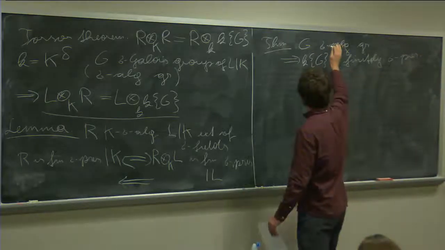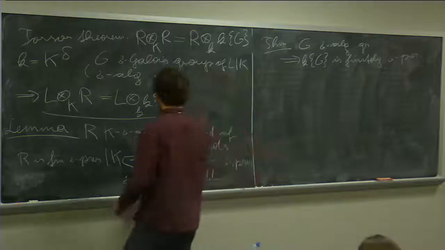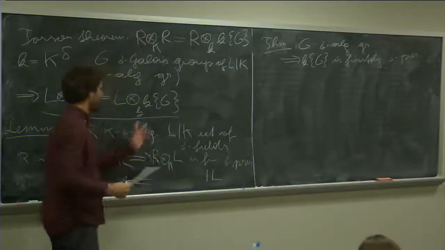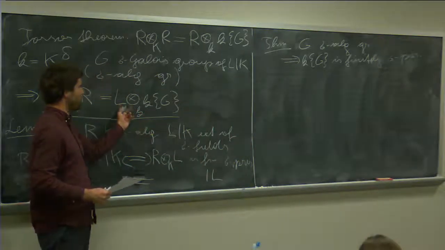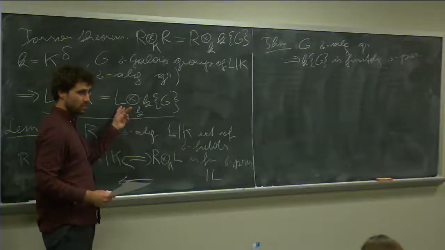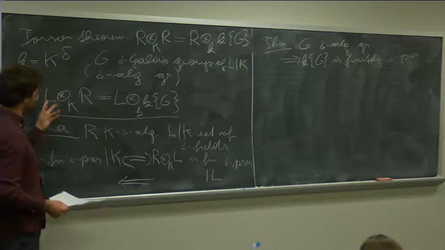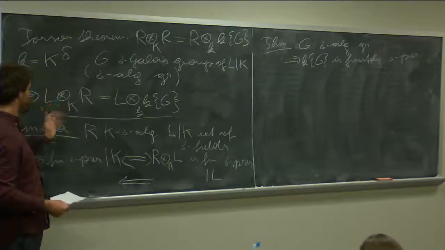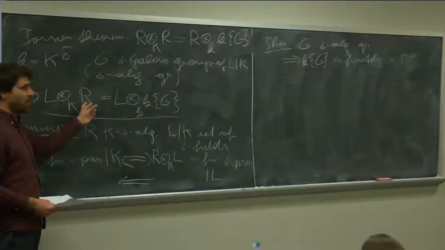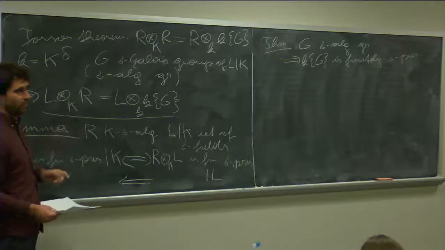Okay, so if we know this, then we know that here the right hand side is finitely sigma presented over K, then we know that is true over L. So going to the left side, we know that this is finitely sigma presented over L, and then from the lemma we know that vector R has to be finitely sigma presented over K.